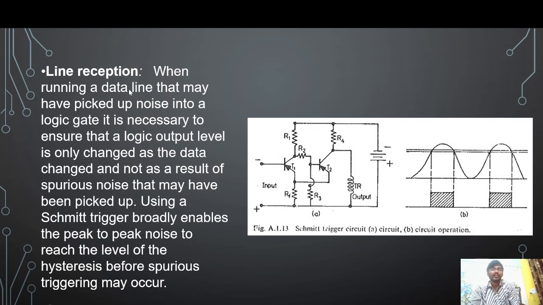Line inspection. When running a data line that may have picked up noise into a logic gate, it is necessary to ensure that the logic output level is only changed as the data changes and not as a result of spurious noise that may have been picked up. Using a Schmitt trigger enables the peak-to-peak noise to reach the level of the hysteresis before spurious triggering may occur.